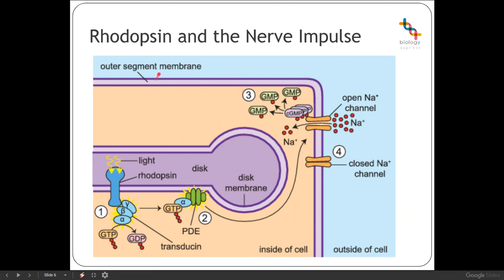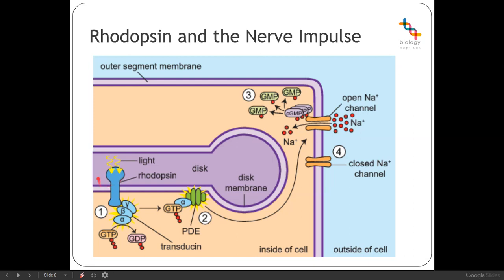Now, when this protein is exposed to light, it's going to set off a signalling cascade, which will result in the transmission of a nerve impulse. Essentially what's happening is that retinol, which is bound onto the opsin, forming rhodopsin, is going to absorb a photon of light, and that will cause a conformational change in that rhodopsin, changing it to photoexcited rhodopsin.